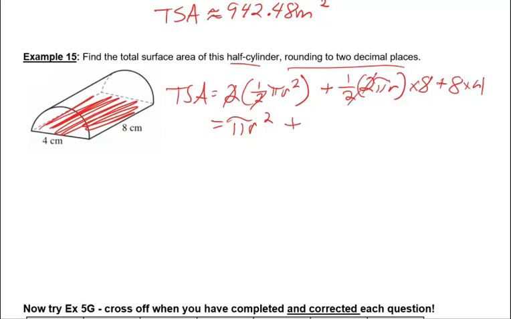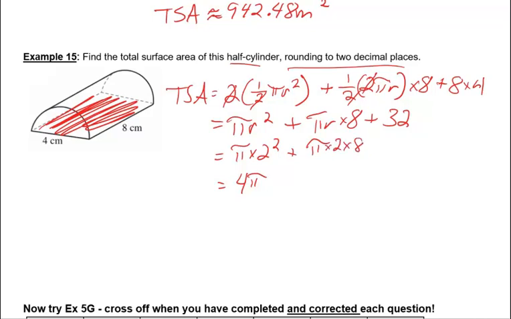So again, we can cancel out these two and get pi times the radius times 8, plus, what is 8 times 4? It's 32. So the radius squared here is not 4, it is 2. So that gives us 4 pi, 2 times 2 is 4, plus pi times the radius, not squared, times 2 times 8, which will give us 8 times 2 is 16 pi, plus that 32, which is our bottom rectangle. So now our total surface area is 4 pi's plus 16 more pi's is 20 pi's plus 32.